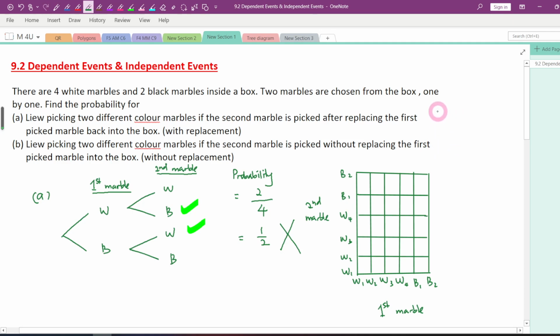So if we want to find the probability of getting two different color marbles, so here will be 36. Let's look at this. We want two different colors, right? So if the first marble picked is white, the second time must be black, right? So it will be this. Same thing, white pair with black, white pair with black, white. Okay, so if the first marble is black, the second marble must be white, because we want two different colors.